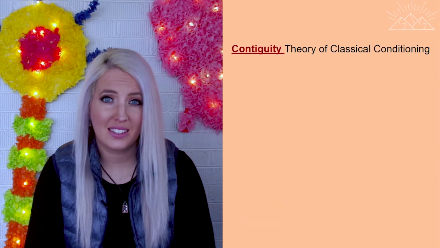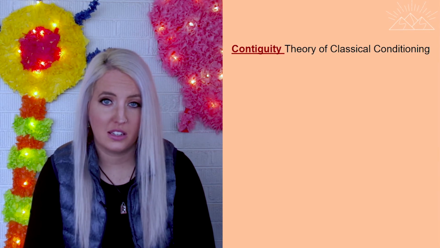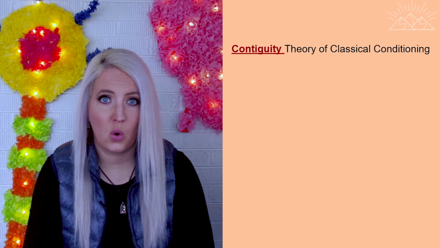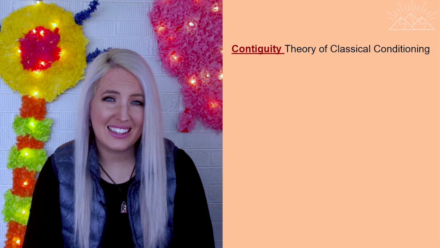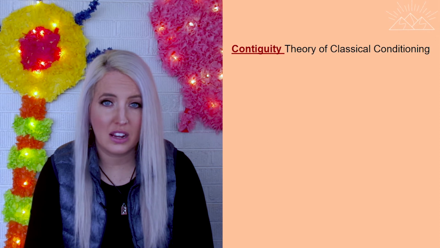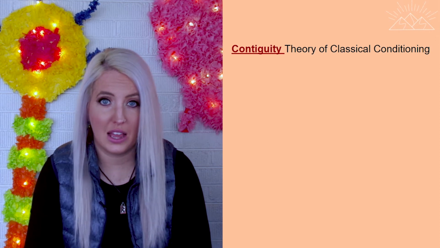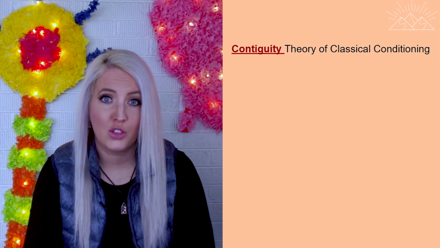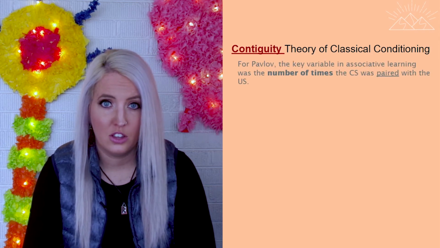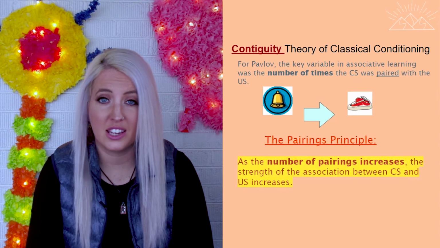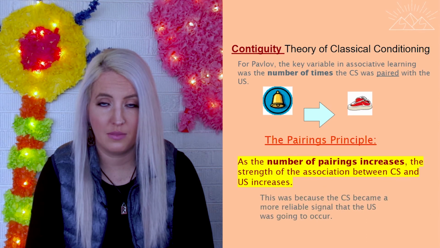Now, what makes classical conditioning successful is something that is up for debate. The contiguity theory of classical conditioning, according to Pavlov, said it doesn't really matter what the neutral stimulus is, as long as you pair it with the unconditioned stimulus enough times. Meaning the more you pair it over and over and over again, the stronger the conditioning will be. So the more you pair it, the stronger the conditioning is the basis of the contiguity theory of classical conditioning.